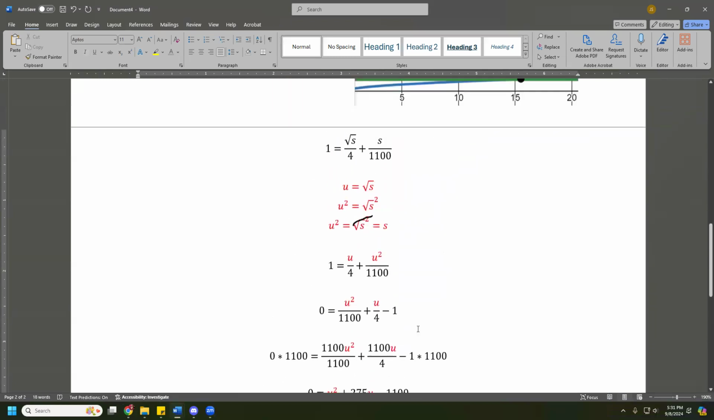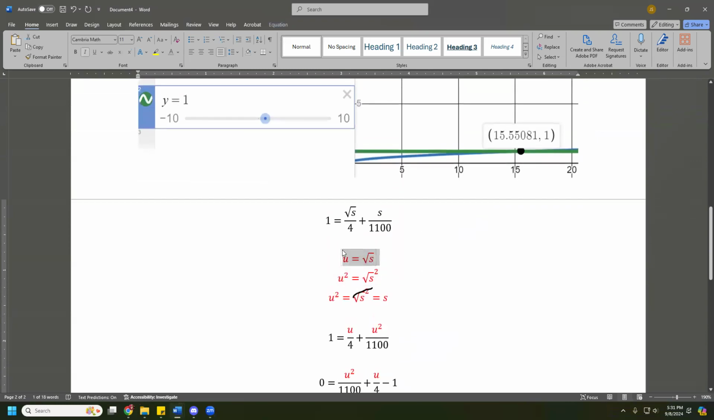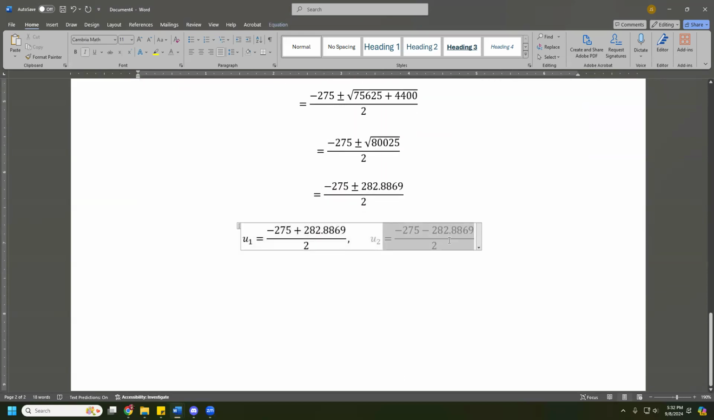And let's remember what my substitution was. My substitution was U equals square root S. I'm not actually going to be able to get a negative number out of a square root. Square roots like this will only give me a positive answer. That's called the principal square root. So basically, when I try to square root my S, I should be outputting a positive number. So there's no way that this answer is going to work, because this is super negative and I'm not going to be able to square root an S value and get a negative number. So my only real answer is actually this one.